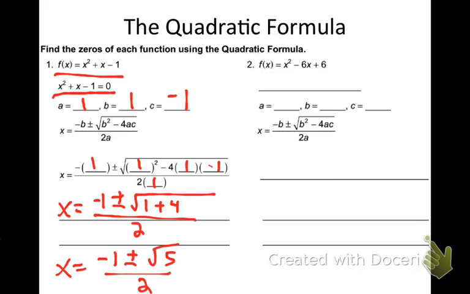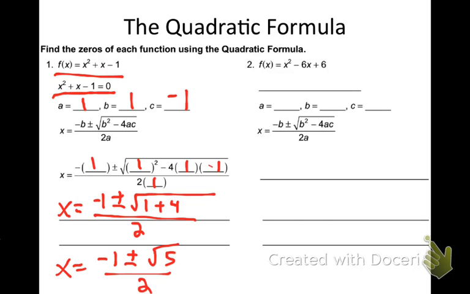Yes, sir? Where do you get the 1? Which one? This one? B right here. So that's negative B, so I have B. If this were like a negative, then this would turn to be a positive because it's 2 negatives. Okay, good question. Now I get this part right here.